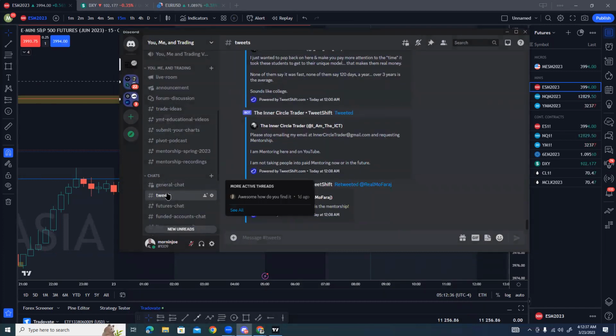Right there underneath general chat. It is underneath general chat on mine. I'm assuming it's the same way for y'all.